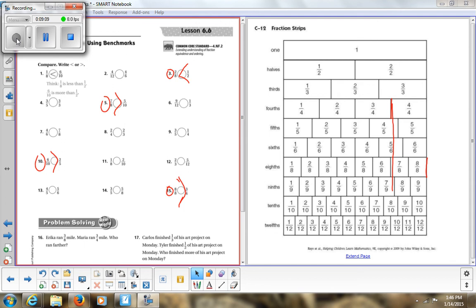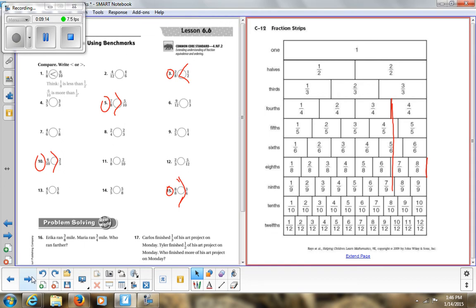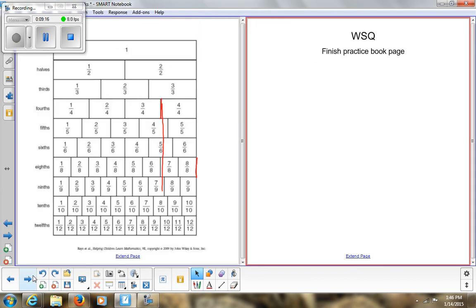And you guys can finish up this worksheet. Shouldn't take you too long on this one. Your WSQ for this evening is, what do you know? Finish the practice book page. We'll see you in the morning.